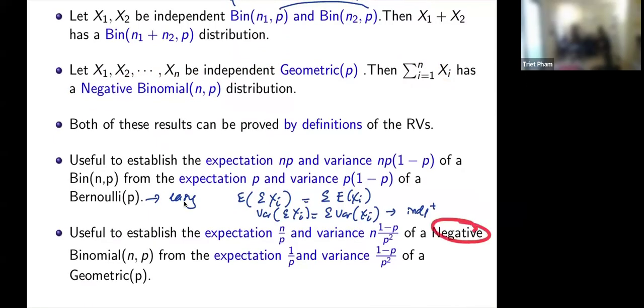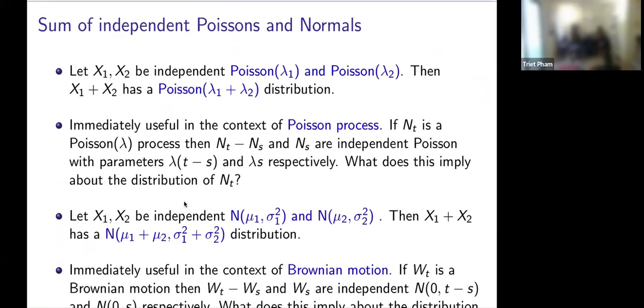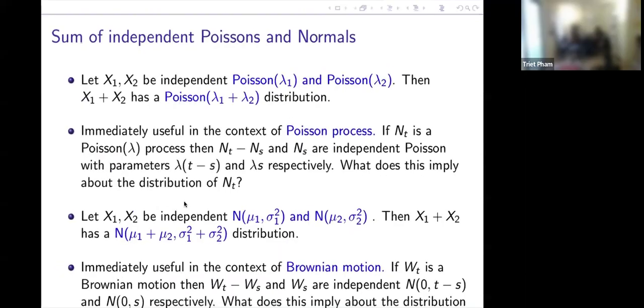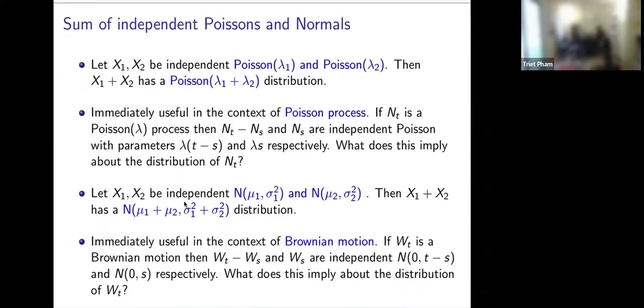Same deal with the negative binomial. We talked about this before. This is new-ish. We haven't talked about this as much in the previous lecture, but it's also true that if you sum independent Poissons, you get a Poisson random variable back.